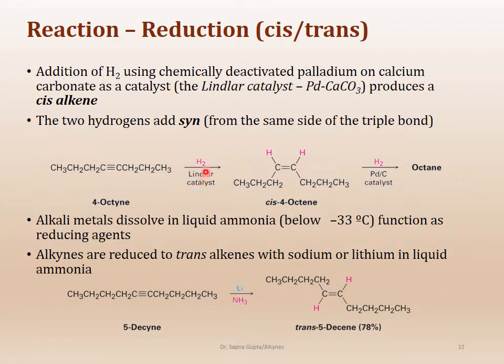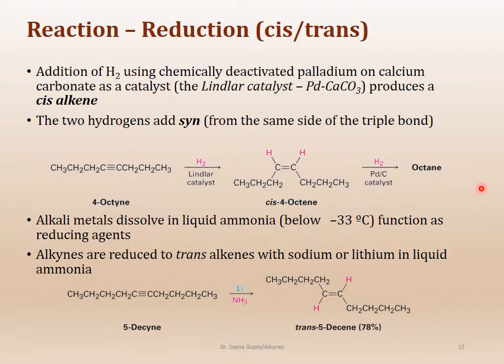So for example, the first one that we have here is a syn addition. So taking a 4-octyne, which is an internal alkyne, and you treat that with hydrogen using Lindlar's catalyst. Lindlar's catalyst is palladium on calcium carbonate. So if you use this very specific reagent, then you will get cis-octene, and you can actually stop the reaction here if you want to. Okay, this is a slow reaction and this can be stopped right here.